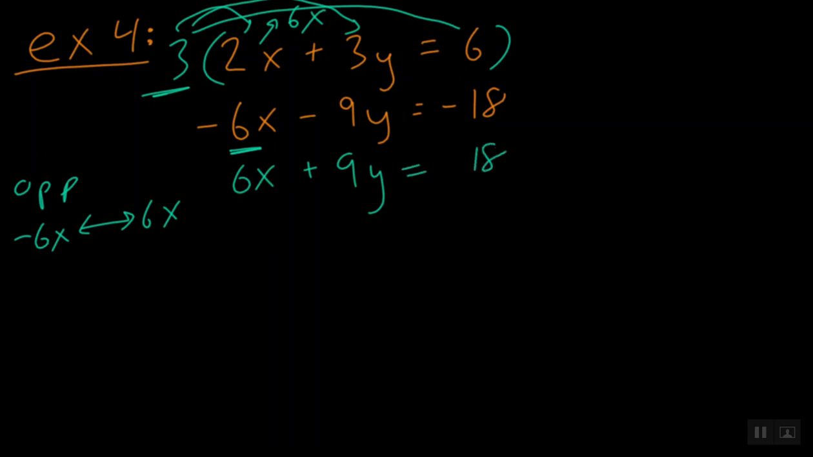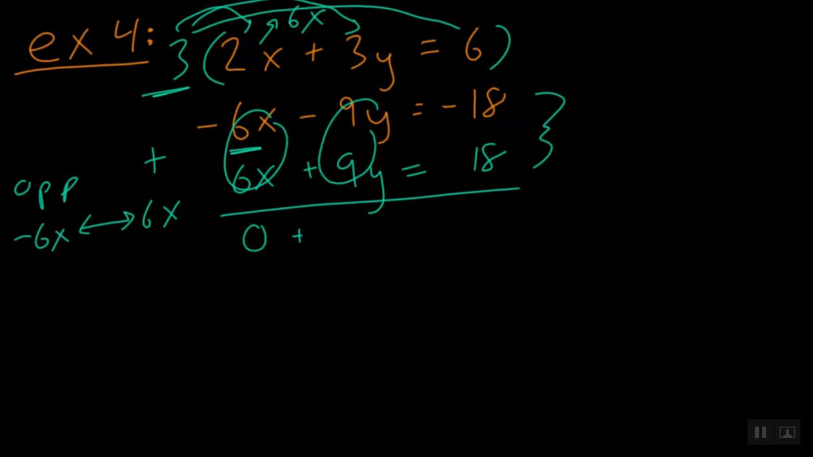And now that I know my x's will cancel, I can go ahead and add. Wait a second though. A lot of you are probably noticing something. Look at these 2 rows. Each number is the exact opposite of the other term. So negative 6x plus 6x is a 0 pair. Negative 9y plus 9y is a 0 pair. And negative 18 plus 18 is a 0 pair. And this winds up giving us 0 equals 0.